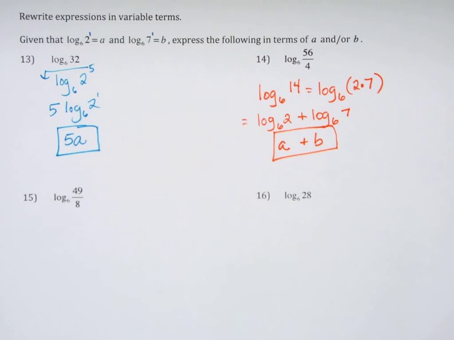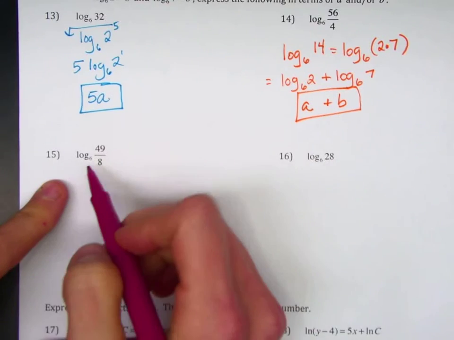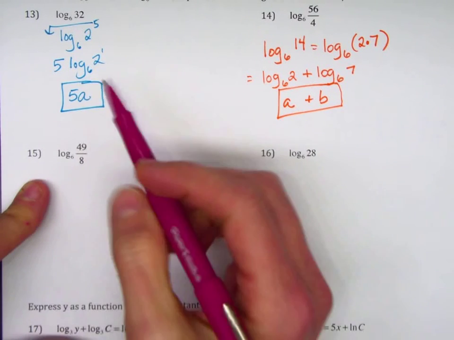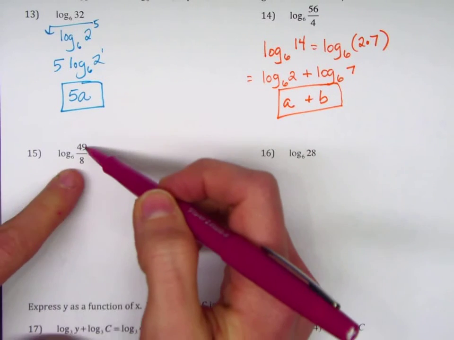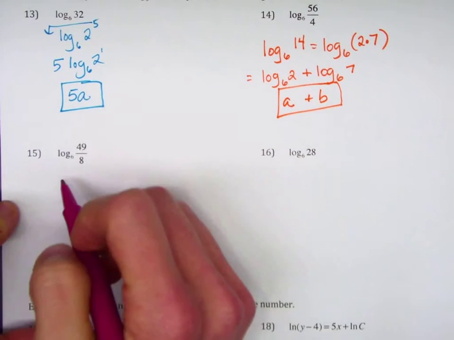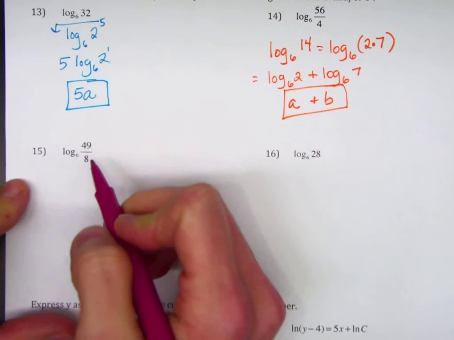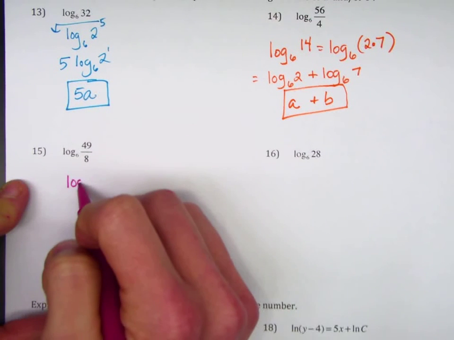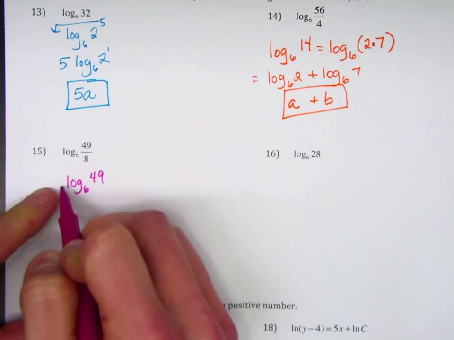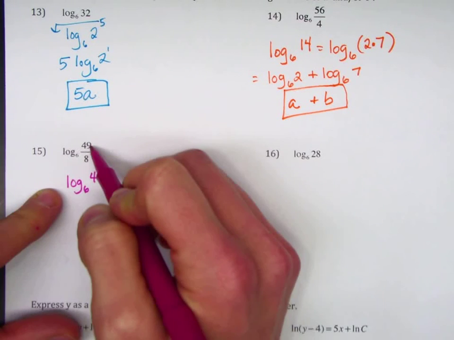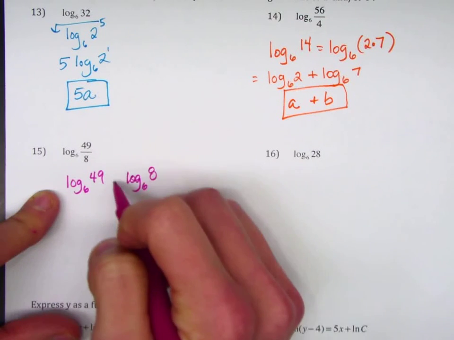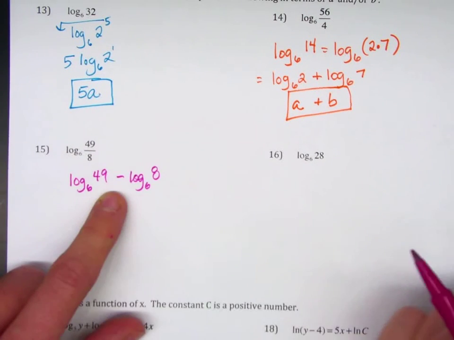So for this one, again, we have a difference, or we have a quotient. This time we can't divide. All right, so this would be a good place to split it up. Anytime you have a log of a quotient, we can write it as multiple logs of a difference. So 49 is going to be positive because 49 is in the numerator, and log base 6 of 8 is going to be negative because it's in the denominator.